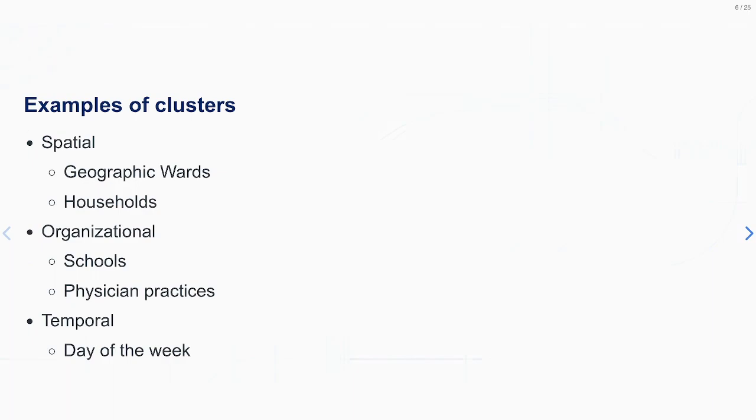Examples of clusters. So clusters could be spatial, could be organizational, or could be temporal. And so when we look at spatial clusters, we're looking at things like wards, households, and for organizational clusters, it could be schools or physician practices or clinics or hospitals, as the case may be. Clusters based on time could relate to day of the week. From all this, we see that these are some sort of naturally occurring groupings.